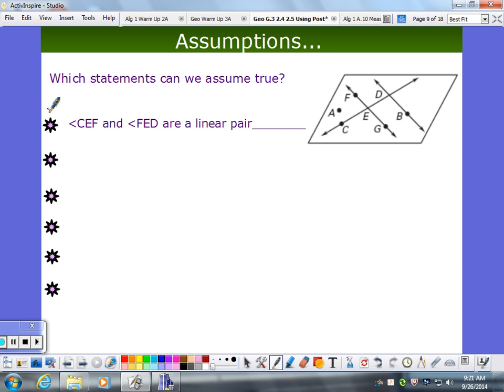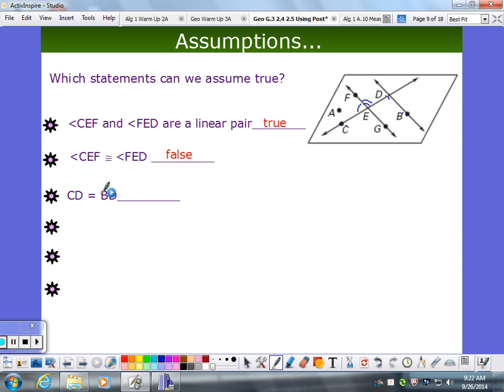Angle CEF and FED are a linear pair, true or false? True, right? Because that you can do by looks. It's a straight line with a line going through. How about CEF is congruent to FED? Can we assume they're congruent? No, right? We don't know. How about the length of CD is the same as the length of BD?